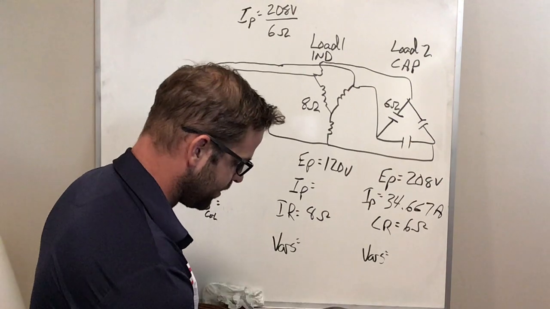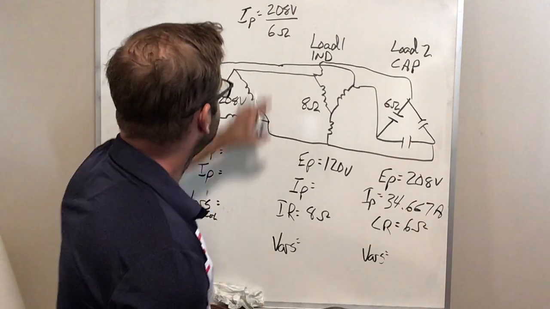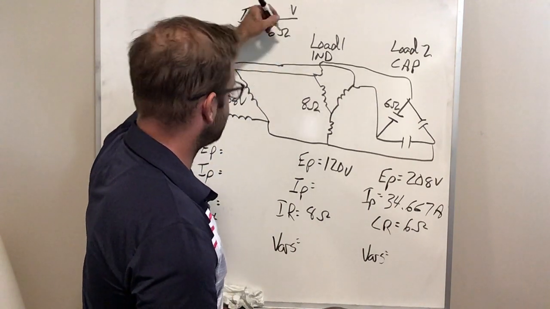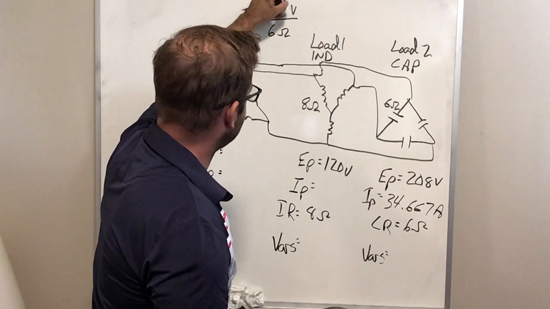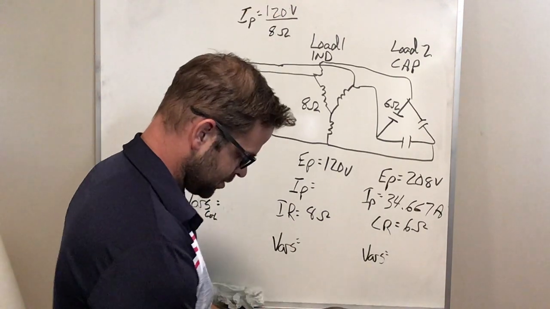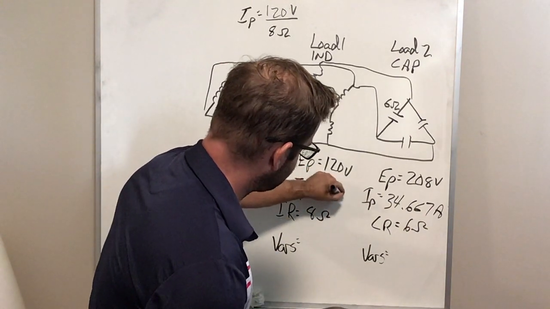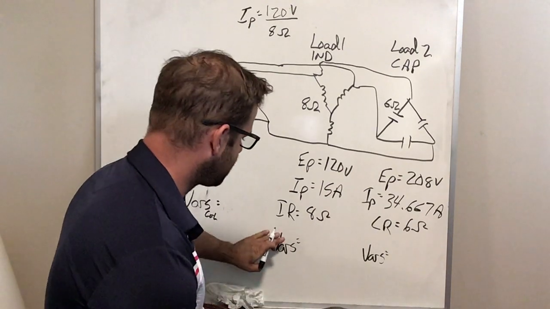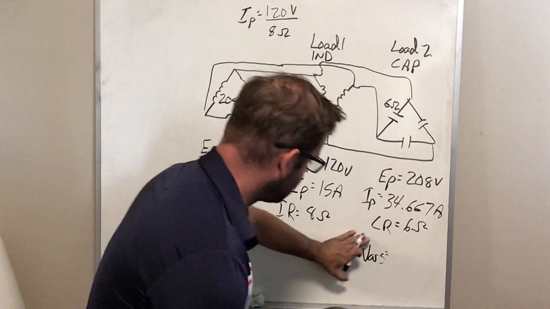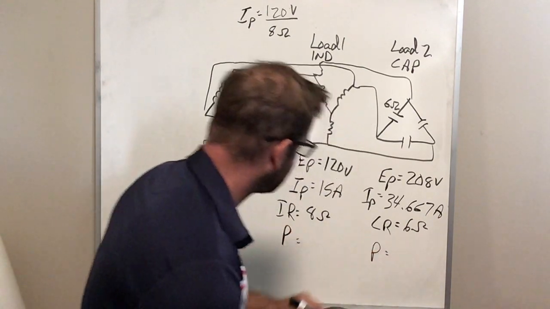Now we're going to look at our current in our Y. We have 120 volts. So this is for load number 1, sorry. We have 120 volts divided by 8 ohms, and we get a current of 15 amps. So I'll just write that as our power.